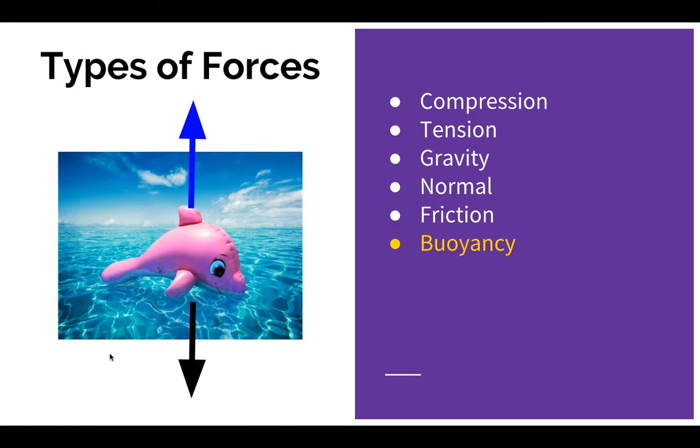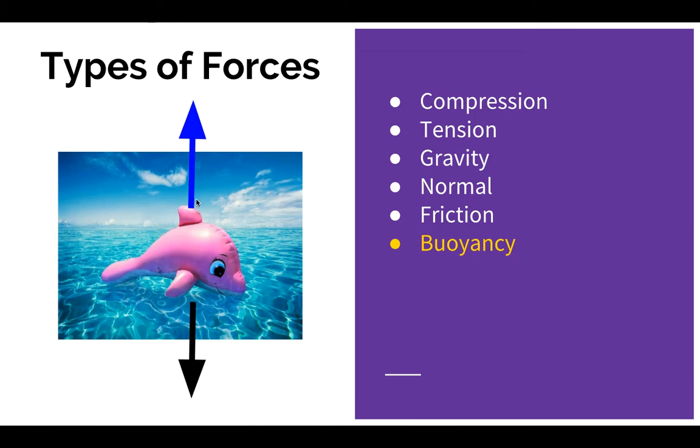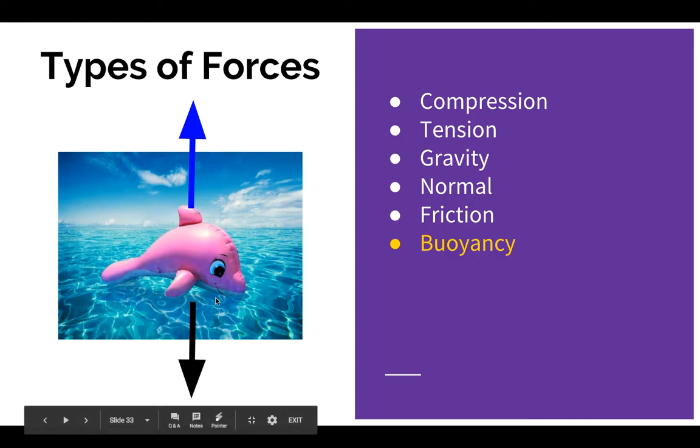Buoyancy is when an object is in water. So here we've got the floaty being pulled down by gravity, as gravity acts on every object, and buoyancy acts against gravity in water, and it's causing it to float up. So this floaty has a lot of buoyancy, and so it's just floating on top of the water.